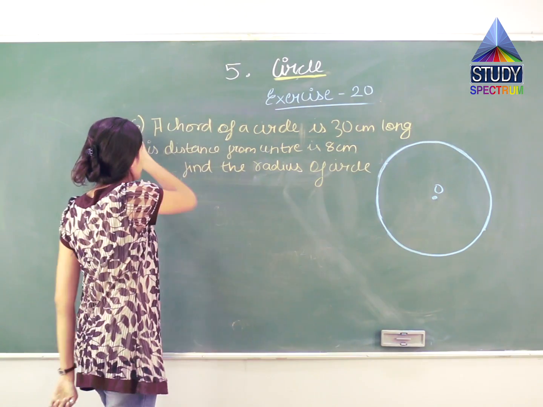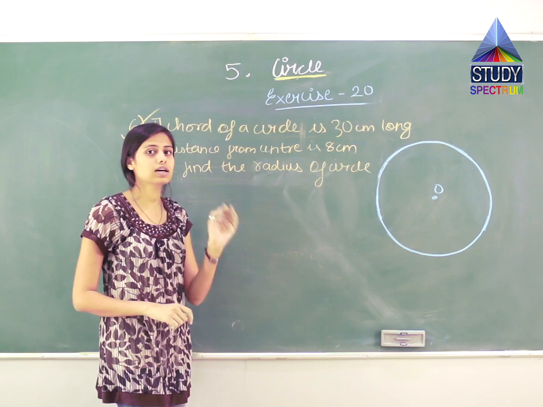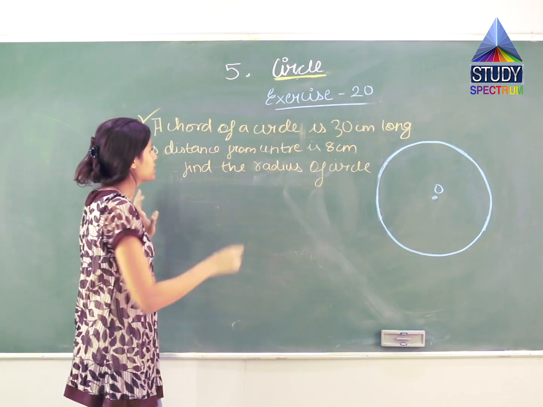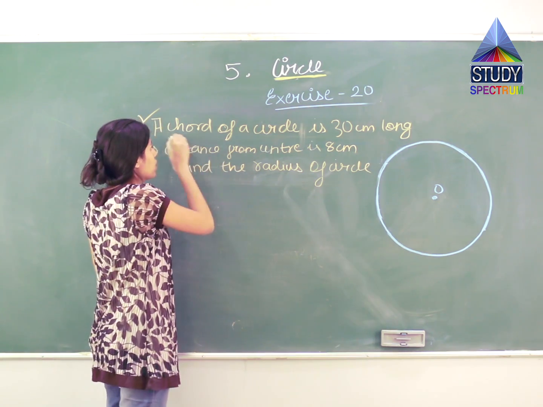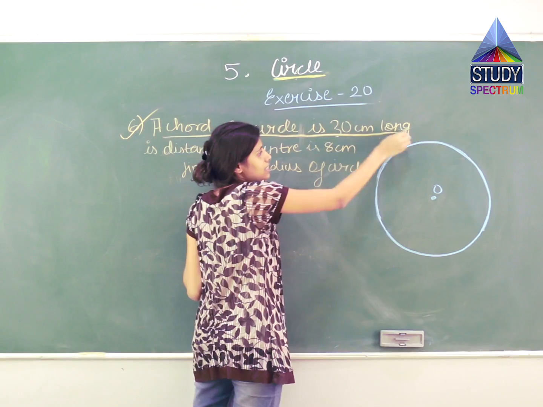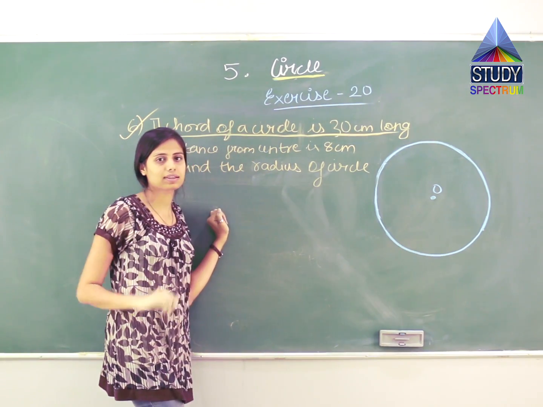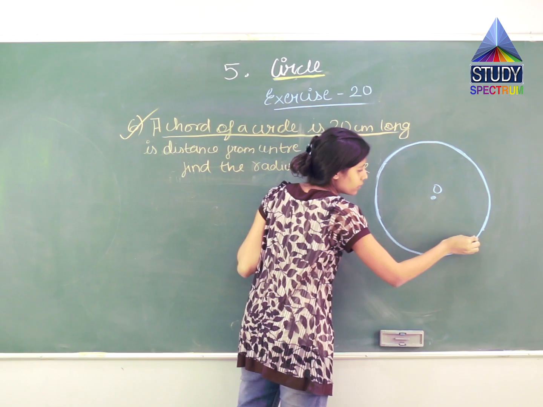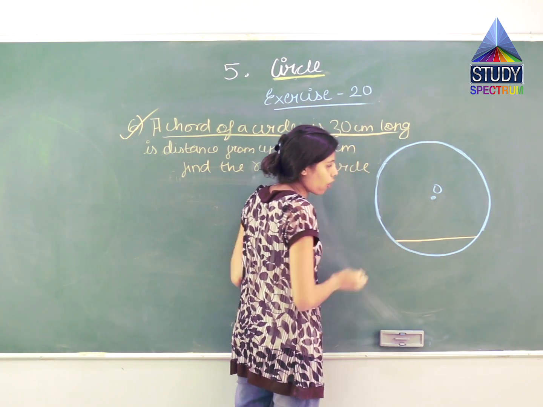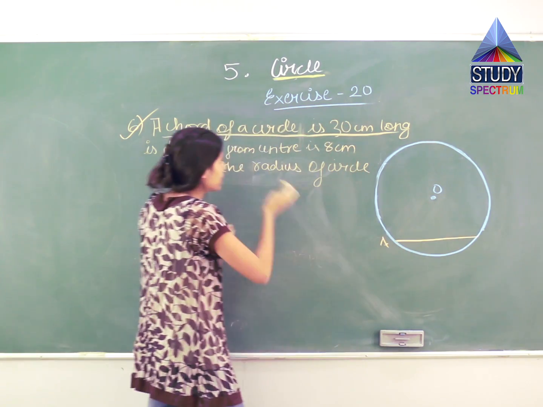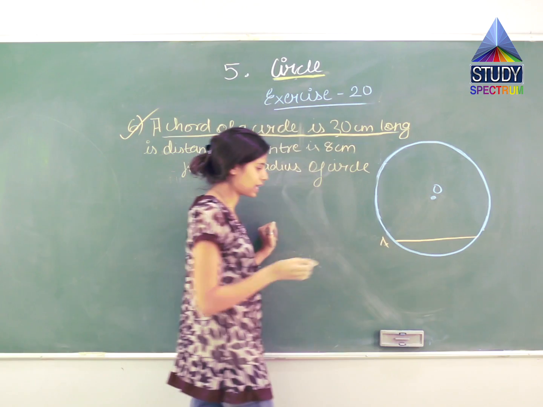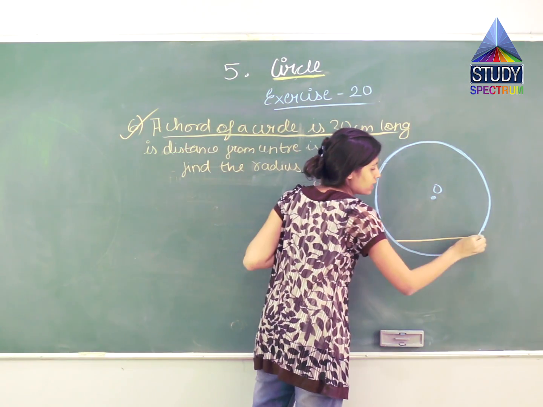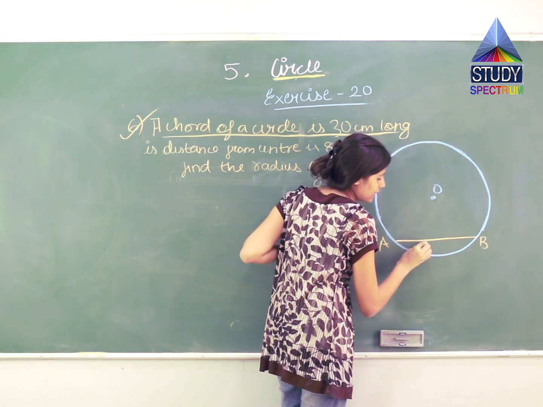Now let us solve the last question of this exercise, which is the sixth question. Let us see what they are asking in this question. The chord of the circle is 30 centimeter long. Okay, पहले लाइन में बता दिया कि there is a chord which is 30 centimeter long. So let us draw a chord. This is the chord. कुछ नाम नहीं दिया क्वेश्चन में, so we will name it as AB. So it is AB, which is 30 centimeter long.